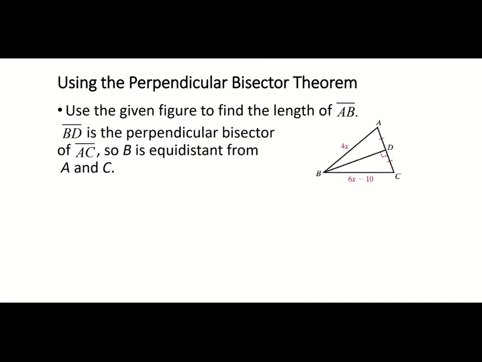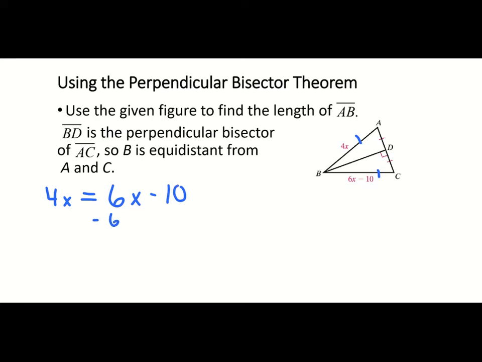All right, so here we're going to use our perpendicular bisector theorem to find the length of AB. And we know through our given information that segment BD is the perpendicular bisector of segment AC. So that means that B is equidistant from A and from C, so this segment is equal to this segment. So to find the length of AB, because the 2 segments are equal, we can just take our 2 lengths and set them equal to each other. And then we'll solve our equation.